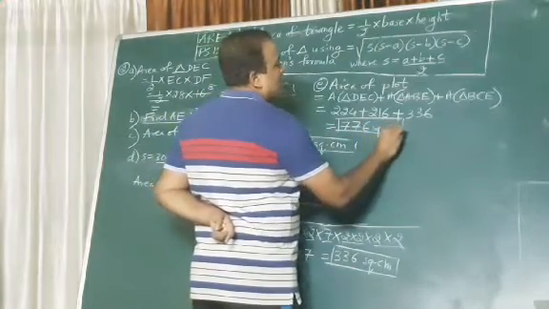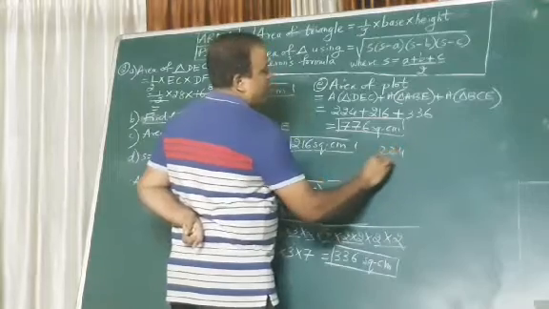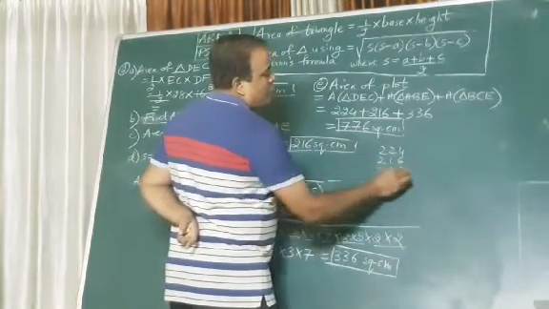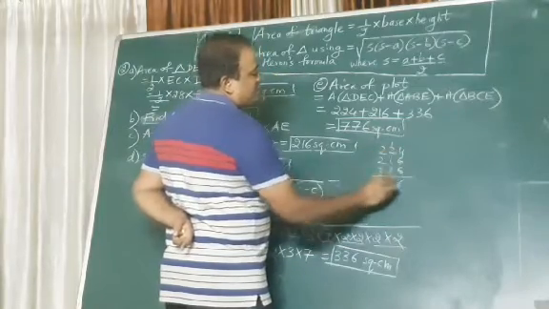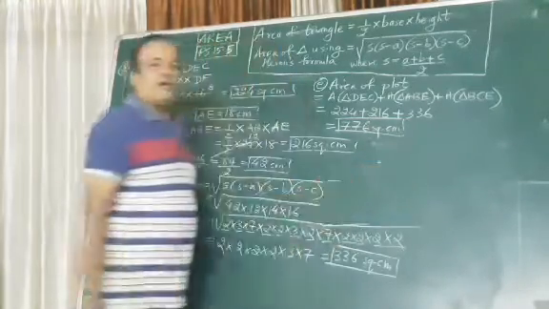776 square centimeter. I hope it is correct. 224, 216, 336. Yeah, 776, I was right. Okay, you can copy it down.